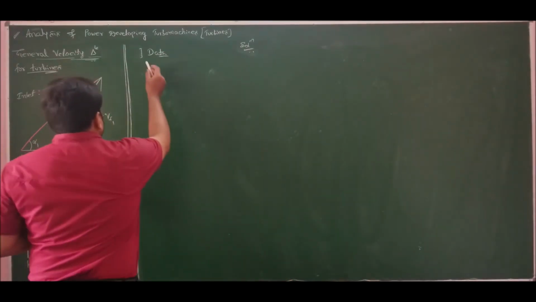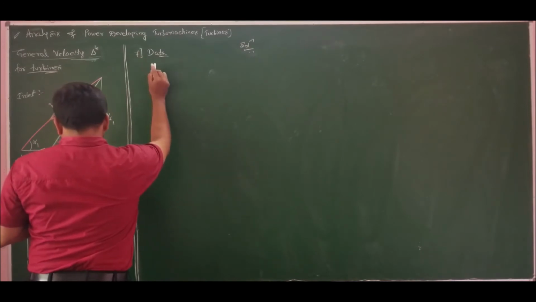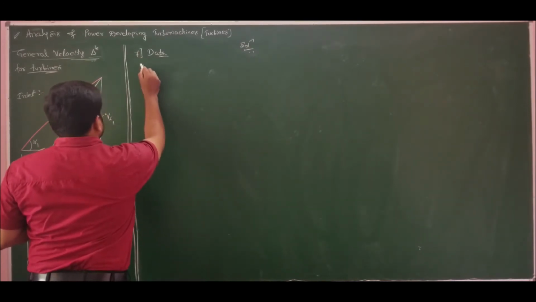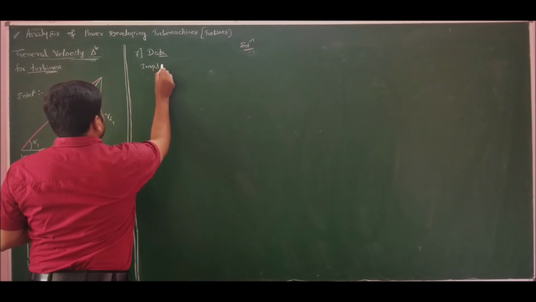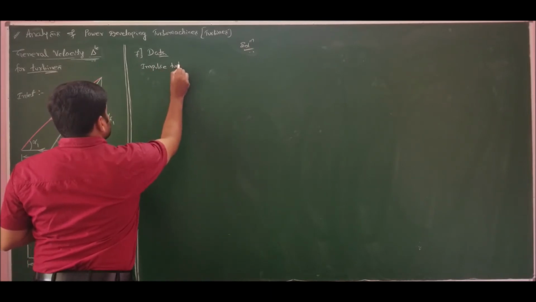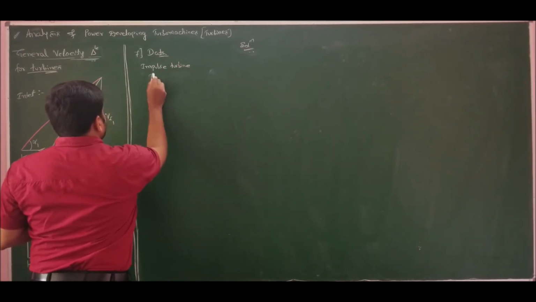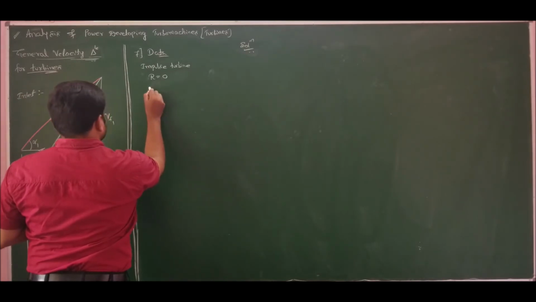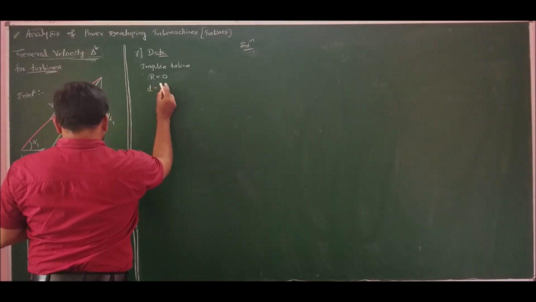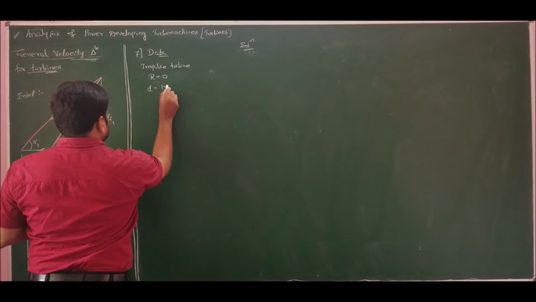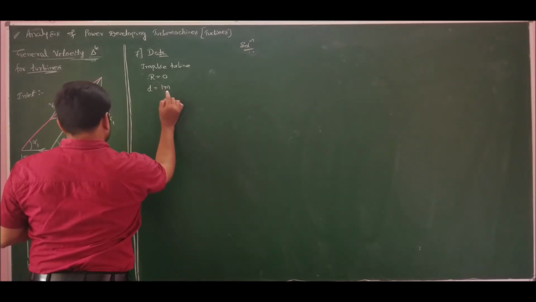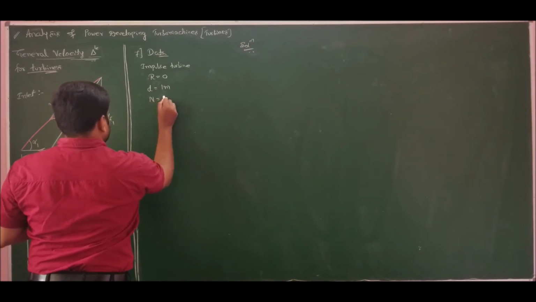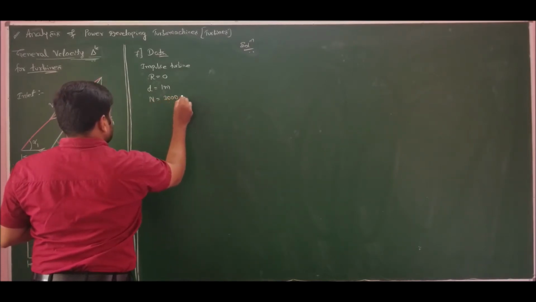If I list out the data given for problem number 7, we have a single stage impulse turbine. So it is an impulse turbine, and for an impulse turbine, R is equal to 0. The mean diameter of the blades is given, so the flow will become axial. That is U1 is equal to U2 is equal to U, which is equal to pi DN by 60. It runs at 3000 rpm, so N is given as 3000 rpm.